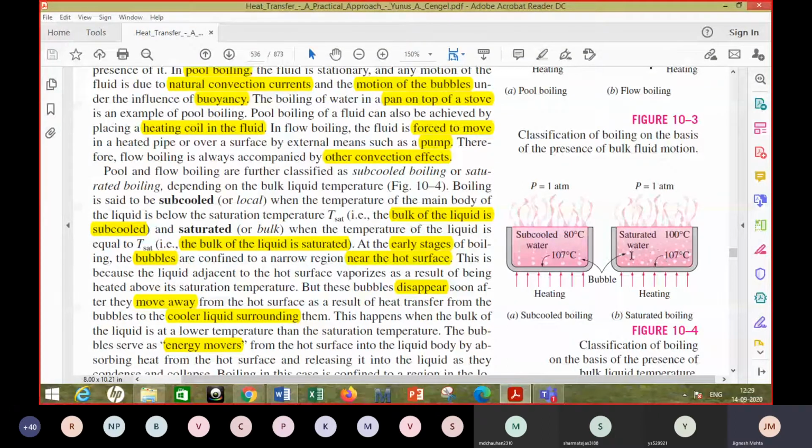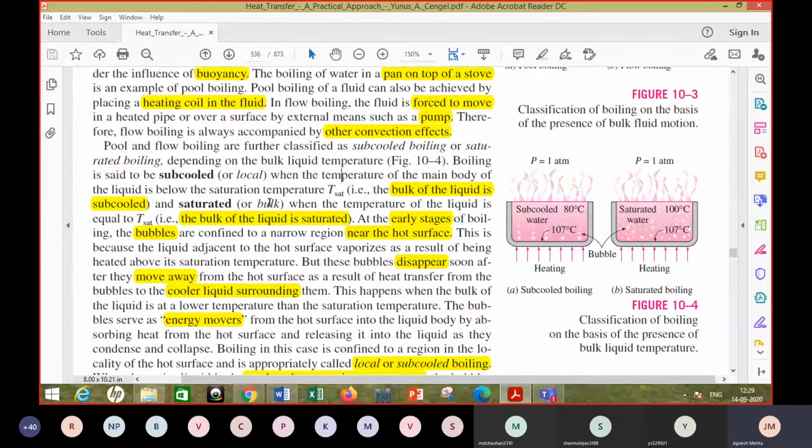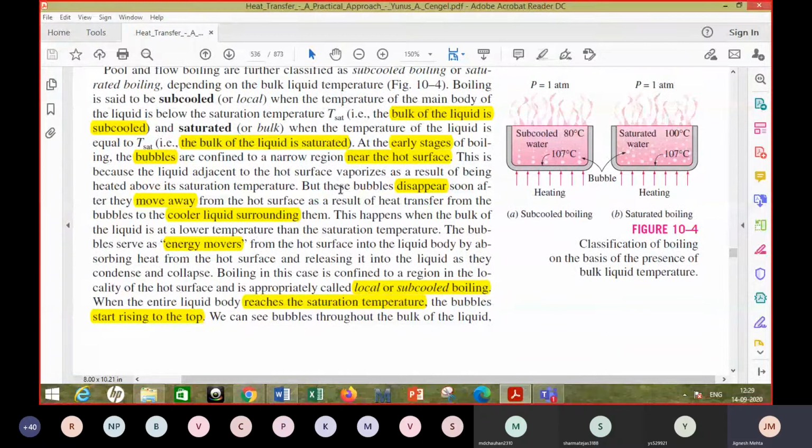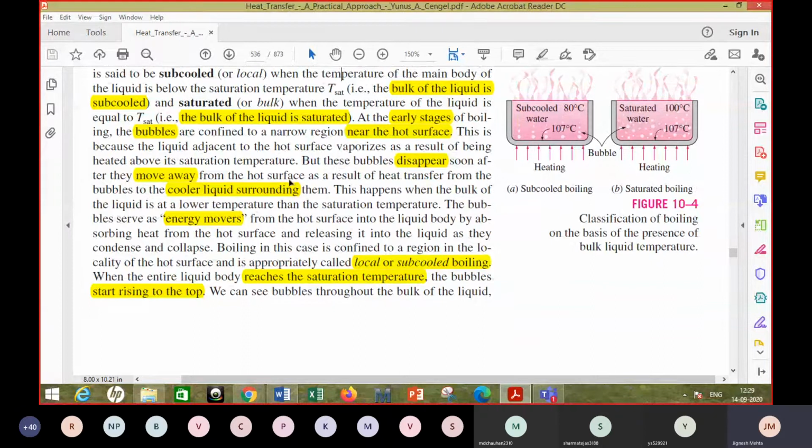Okay. But slowly the whole body of water will reach the saturation temperature, and then the saturated boiling will start, and at that time there are more bubbles generated, the sizes can be larger, and they are able to come up to the surface, and they burst at the surface and give out water vapor into the air. So that's the difference between subcooled boiling and saturated boiling. Most of the times when we talk about boiling, we will be talking about the saturated boiling.